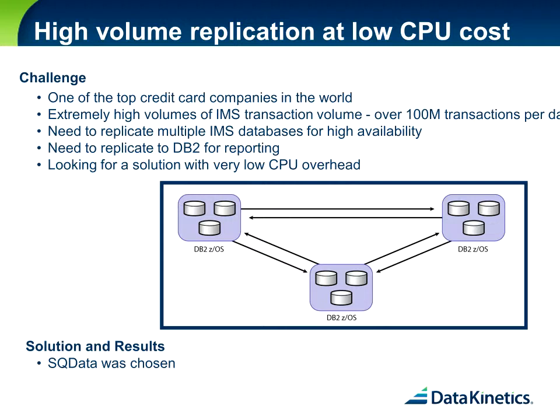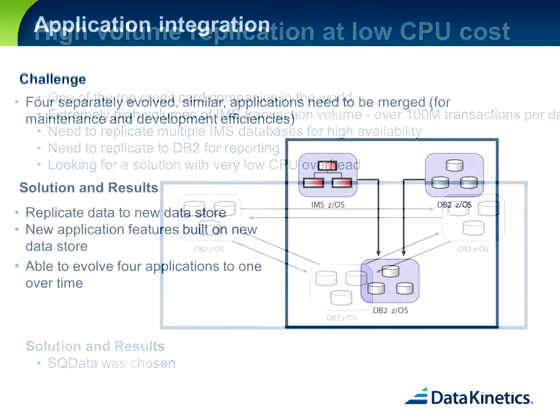So what they were looking for, again, is a system that could replicate the two IMS databases and at the same time replicate the same data through to a DB2 system, because the reporting was run against the DB2 system. And again, as we've talked through the previous examples, this is something that SQData can clearly do and achieve quite easily, and SQData was chosen largely because in doing this, the impact on CPU was minimal compared to the alternatives.